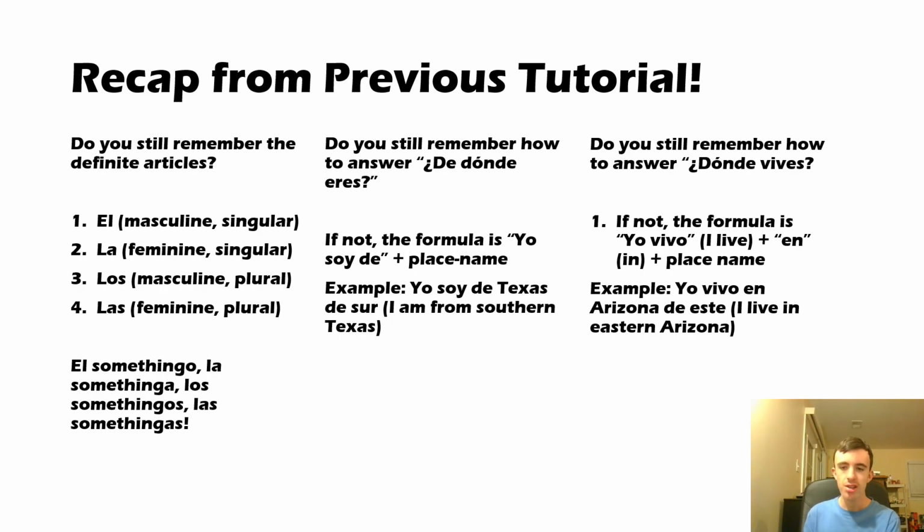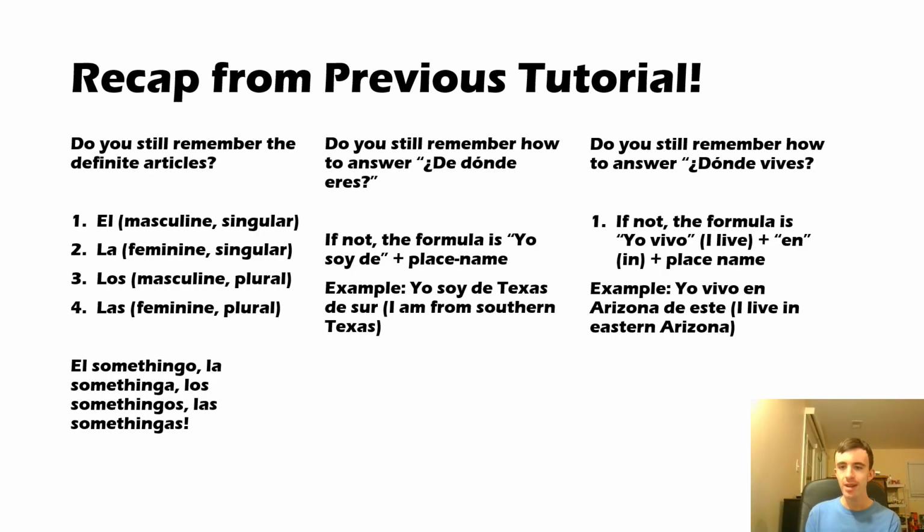So now our two questions from last lesson were ¿De dónde eres? and ¿Dónde vives? That mean where are you from and where do you live, respectively. So just like in English, the first question is used more when asking someone where they're from originally. So you would say yo soy de, meaning I am from, and then just add a place name. For example, Tejas de Sur, meaning I am from southern Texas.